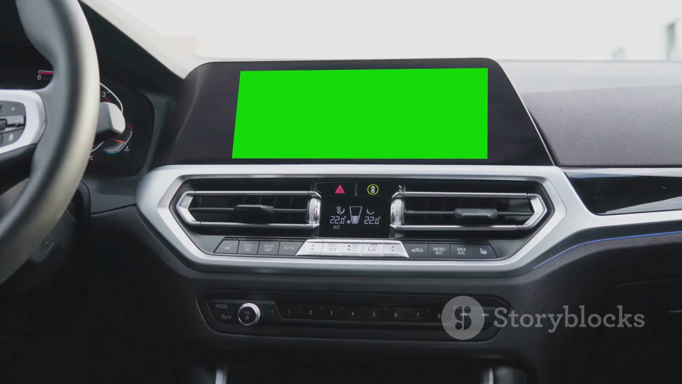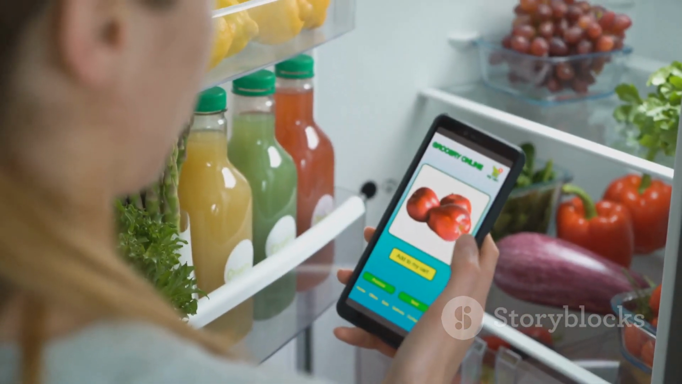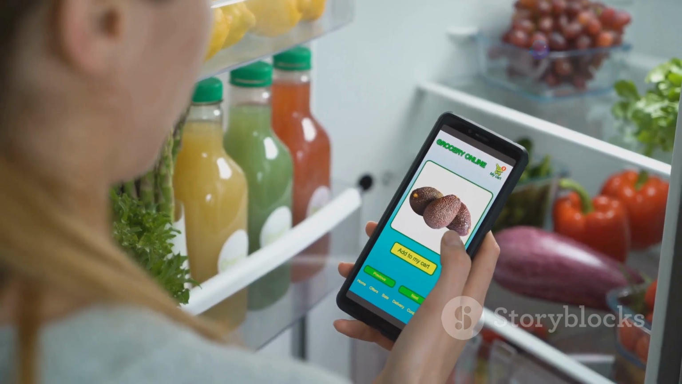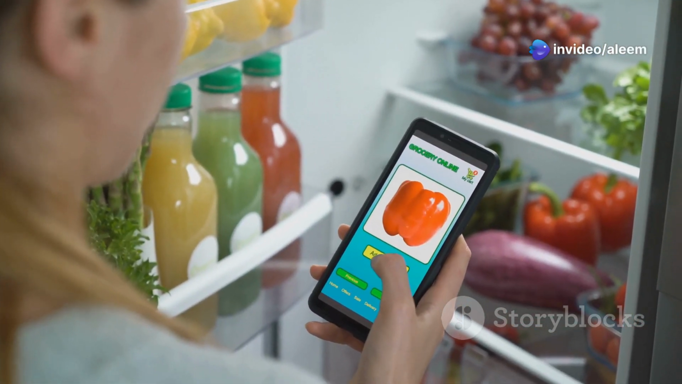We find them in cars, airplanes, smart TVs, and even refrigerators. Embedded systems are integral to the functionality of these devices, providing control and automation. They perform dedicated functions to make our lives easier and safer. From managing the temperature in our homes to controlling the navigation systems in our cars, embedded systems are everywhere.